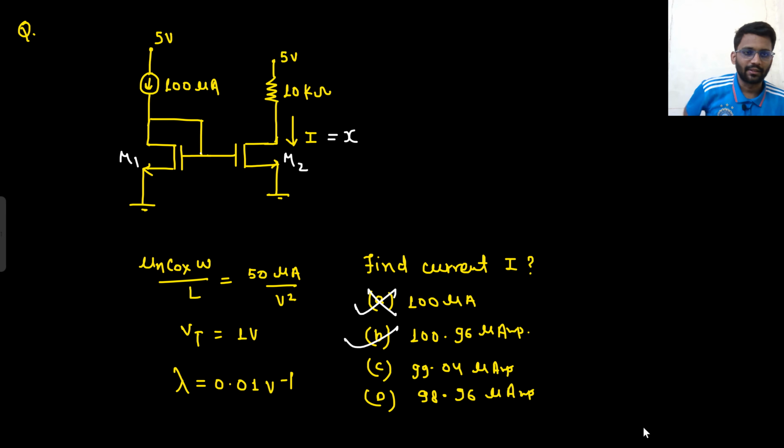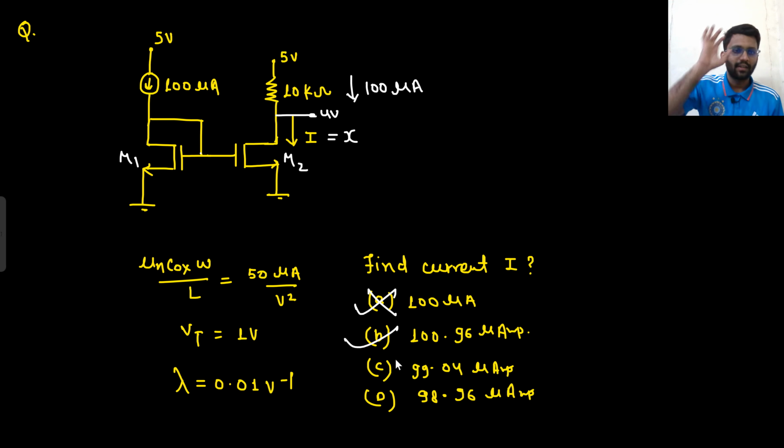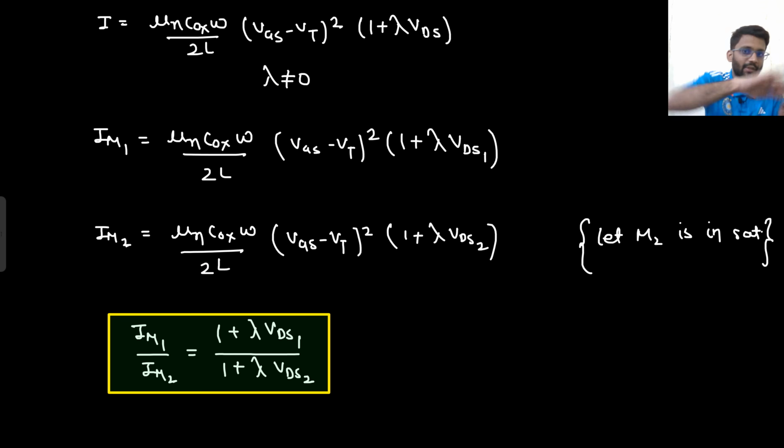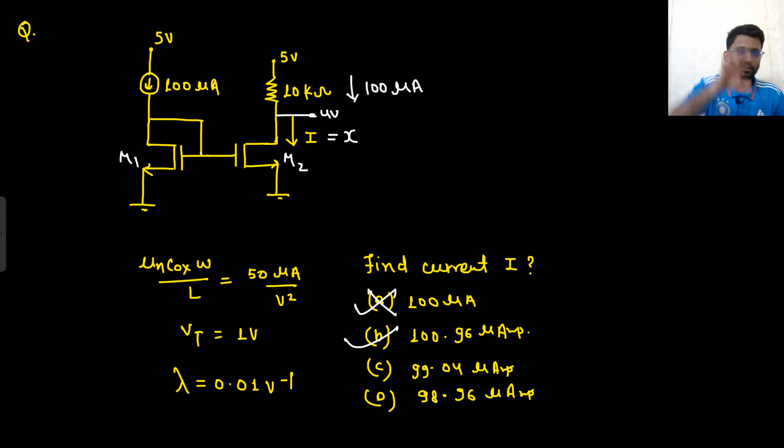Now what can be the other method? Let's assume that completely 100 microampere current is copied here. I am assuming it. So what will be the potential here? 4 volt, right? I am assuming that both are having the same VDS value. If both are having the same VDS value, what will happen? The 100 microampere current would be copied, because this VDS and this VDS will get cancelled. So both currents will be the same if both have the same VDS value.